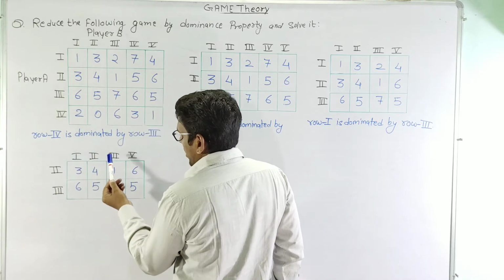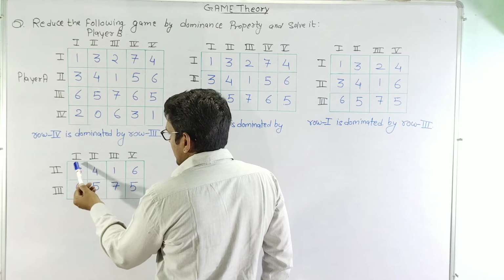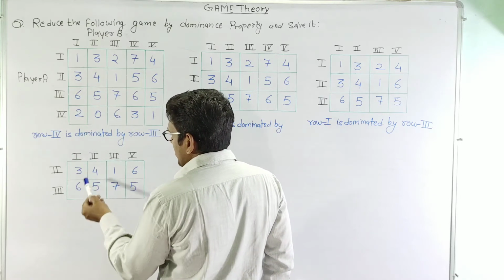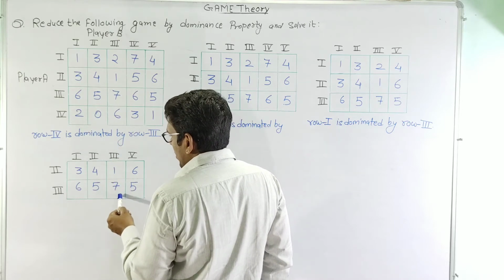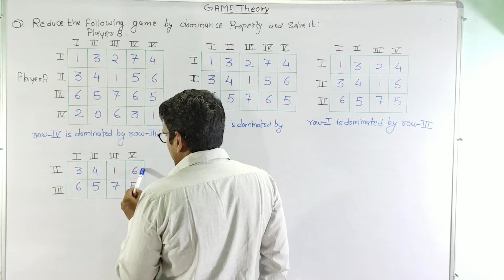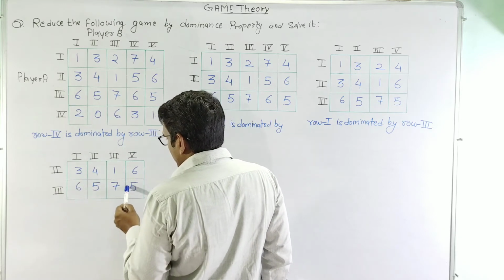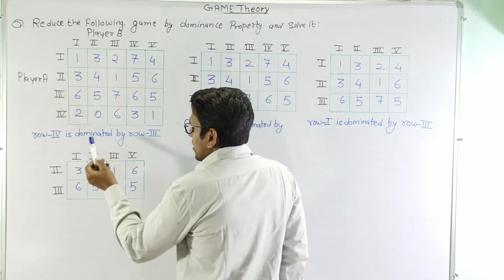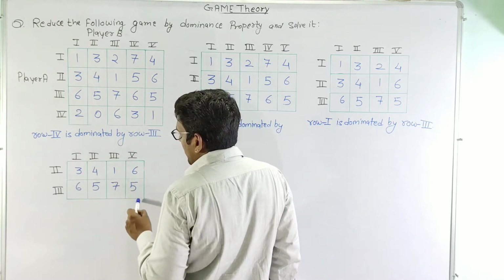Now let us compare column 1 and column 3. So 3 is greater than 1, but 6 is less than 7. So there is no dominance between column 1 and column 3. Now let us compare column 1 and column 4. So 6 is greater than 3, but 5 is less than 6. So there is no dominance between column 1 and column 4.